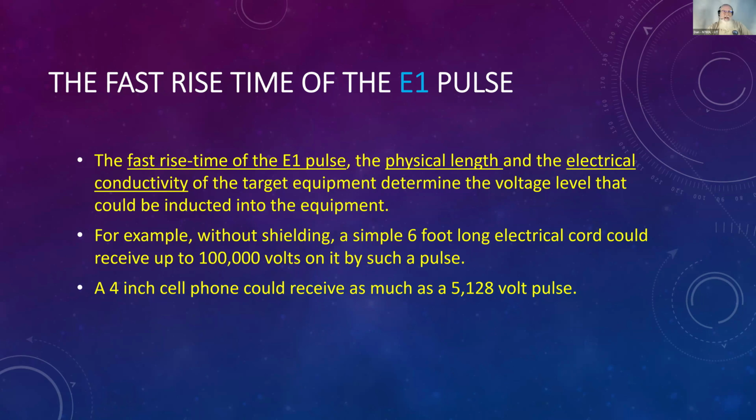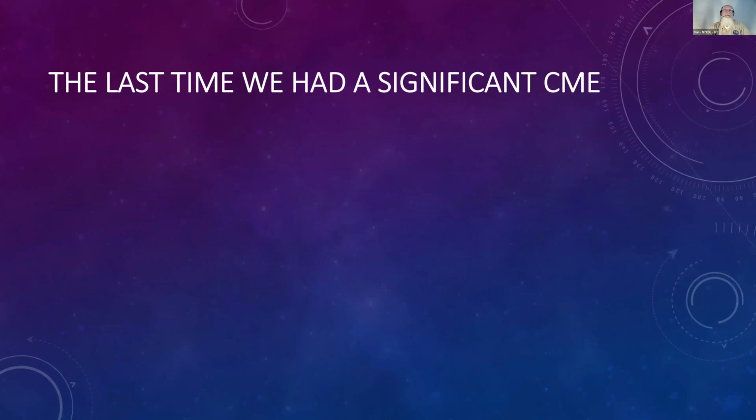A 4-inch cell phone could receive as much as a 5,000 volt pulse in a blink of an eye. So this is why our electronics are going to be fried. If it's not being protected, this is what potentially could happen.